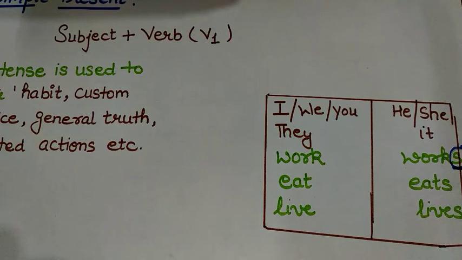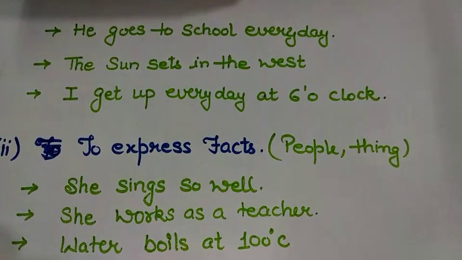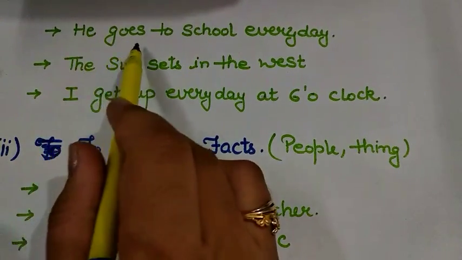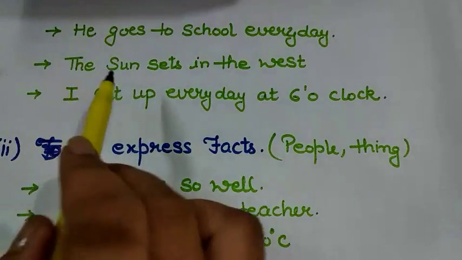Now let us see where we can use simple present tense. First of all, simple present tense is used to denote a habit, custom, any habitual action like practice, a general truth, some repeated actions, etc. So let us see a few examples where these things like habit, custom, truths, and repeated actions are taking place to understand it in a better way. Here are a few examples I have written. See, he goes to school every day. It's a routine action and the boy is doing it regularly.